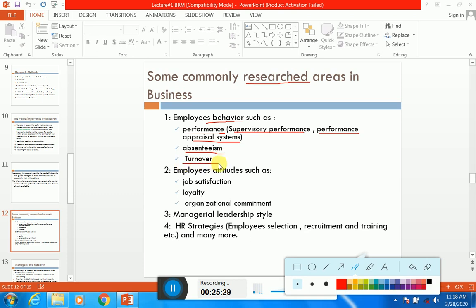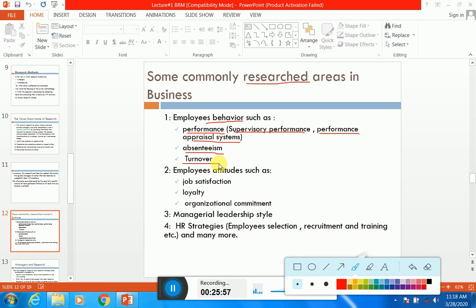After that we have turnover. Why are people leaving the organization? What are the different reasons? People are again not motivated, not good working condition, they are unhappy with the working conditions. Either they have some salary issues, either the supervisor behaviors are not good, your perks are not good. So there can be different reasons.